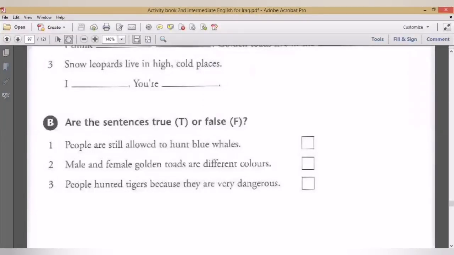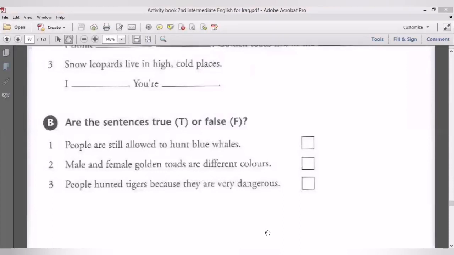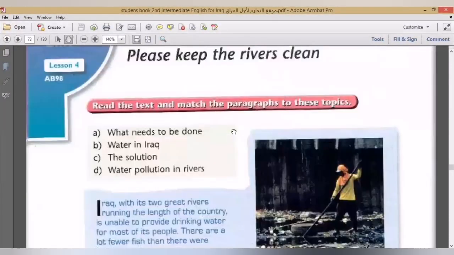So now let us move to the other exercise, the other lesson, which is lesson 4. Here in lesson 4, we have this text. Wait for me, please.